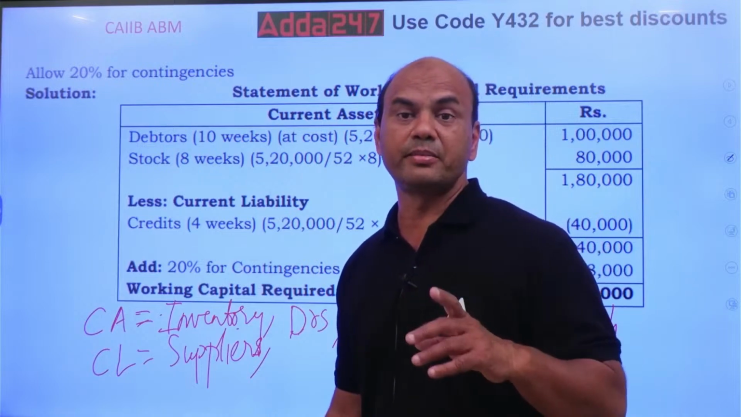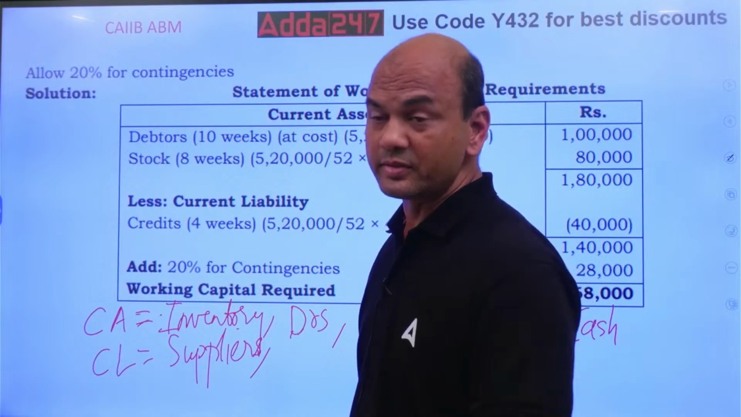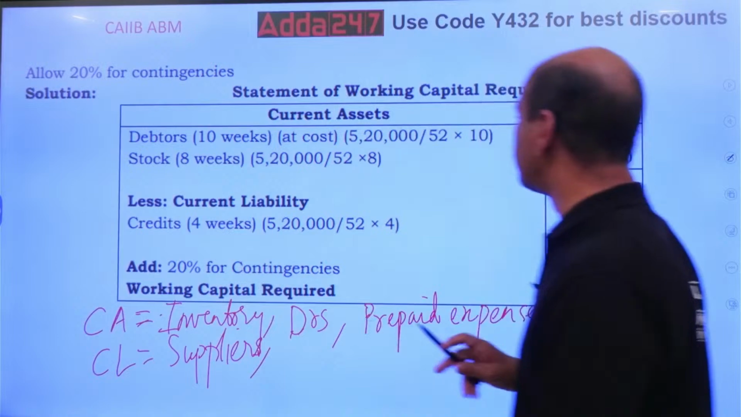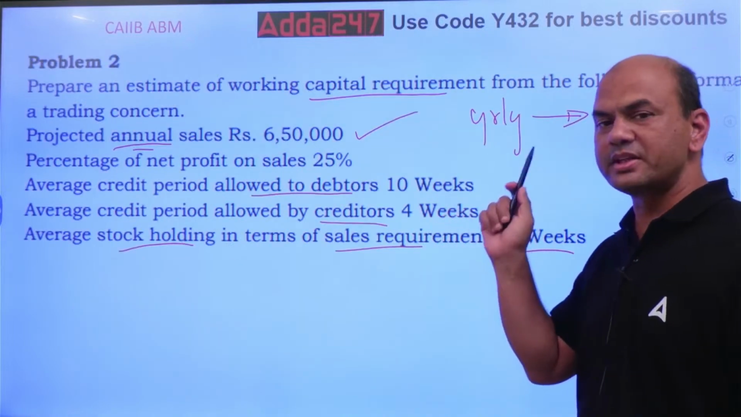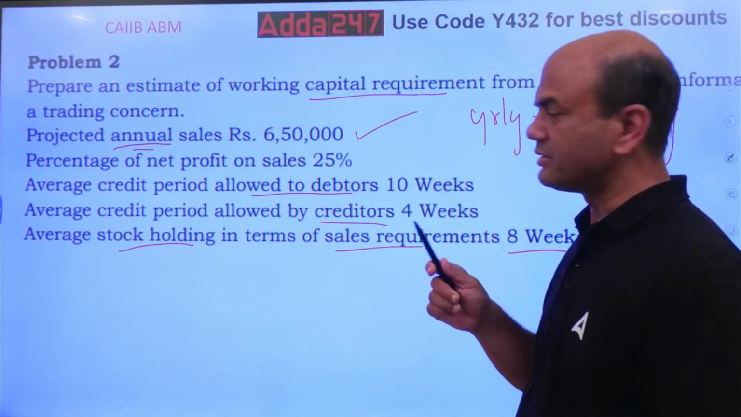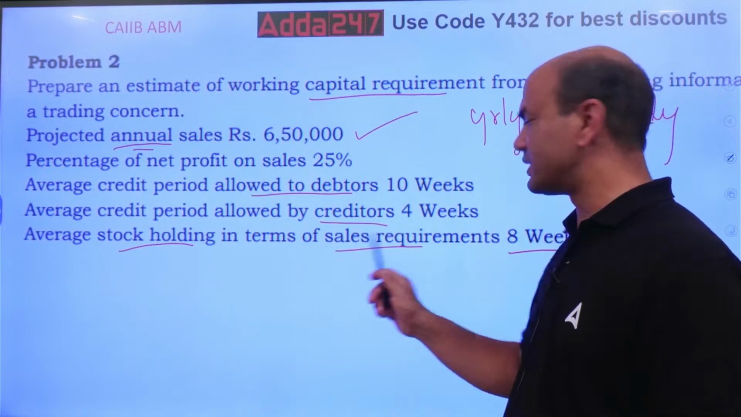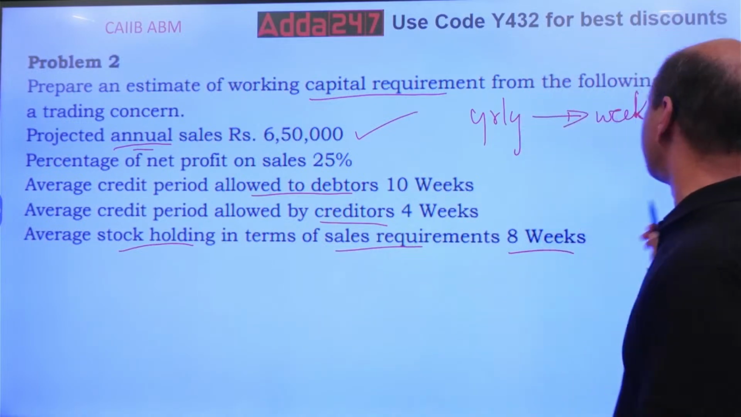So what did I say? Bring everything to the weekly level. Let's solve it. Debtors. What is given as debtors? 10 weeks. Here in the problem it's given 10 weeks. Now remember these weeks. Debtors 10 weeks, creditors 4 weeks, stock holding is 8 weeks. You note this because this will be required now.